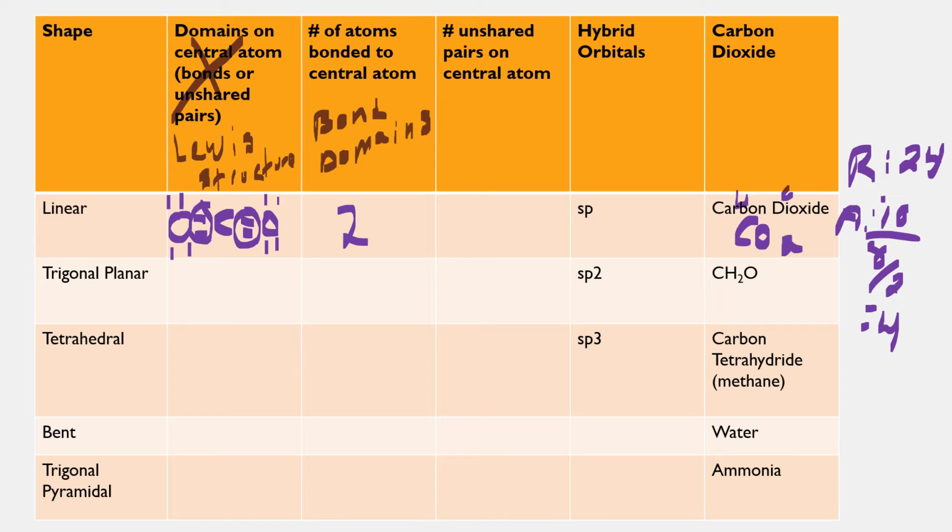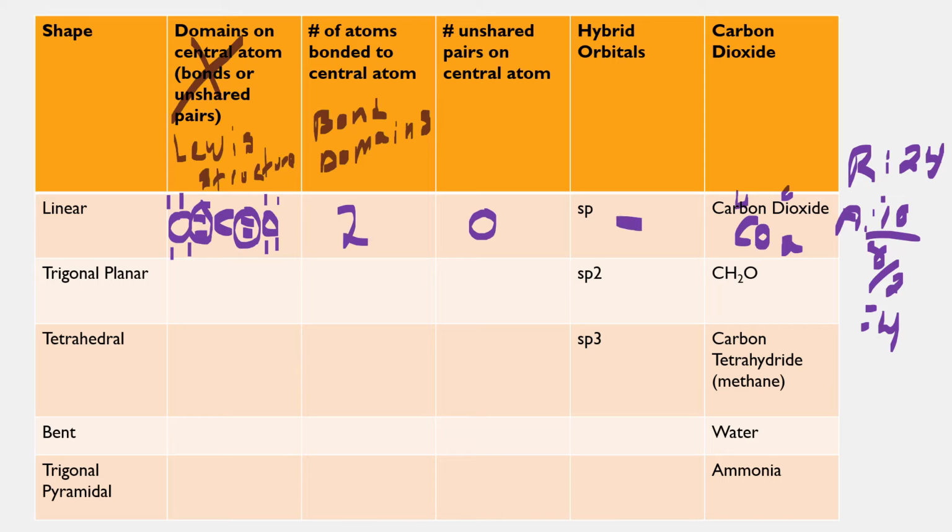Now we need to look at the central atom and see if there are any lone pairs or unshared pairs on it. There are not. So we have 0 unshared pairs. If we have a compound with 2 bonded domains and 0 unshared pairs on the central atom, that means it's linear.